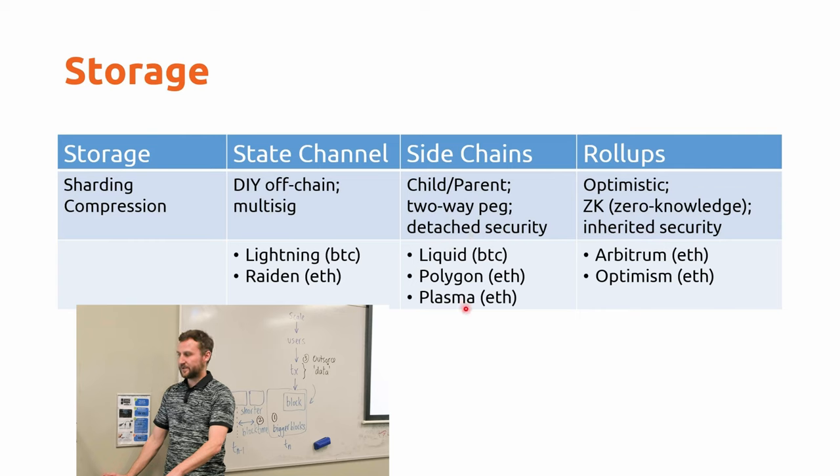So some examples here, Plasma is a sort of older version on Ethereum, which, like Raiden, does not have a lot of uptake these days. The ETH devs, as Vitalik implied, are concentrating on the rollups.